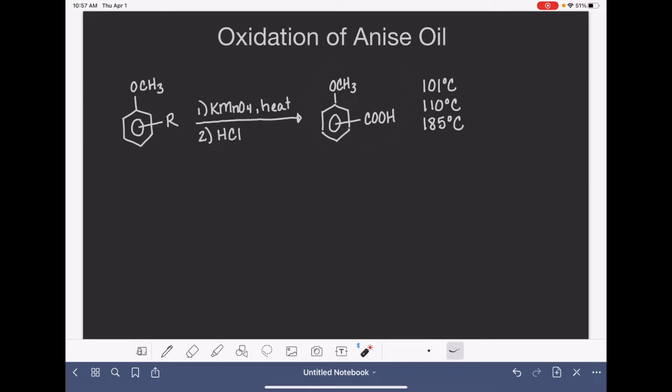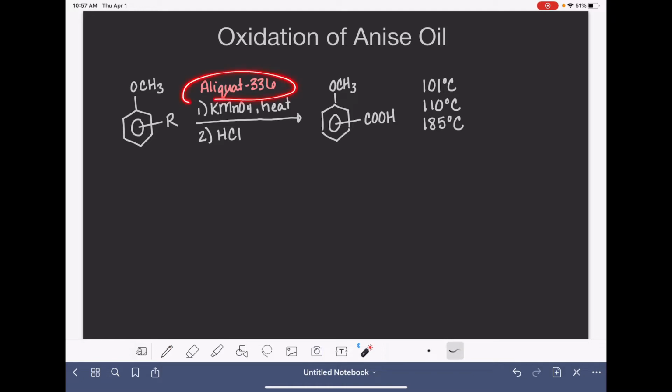So for example, if we get a melting point of 110, that's going to tell us that we actually have the meta product, and that means that we started with a meta reactant. There's another ingredient present in this particular experiment. We're also using the catalyst Aliquat 336, which I have used before if you've watched these videos.